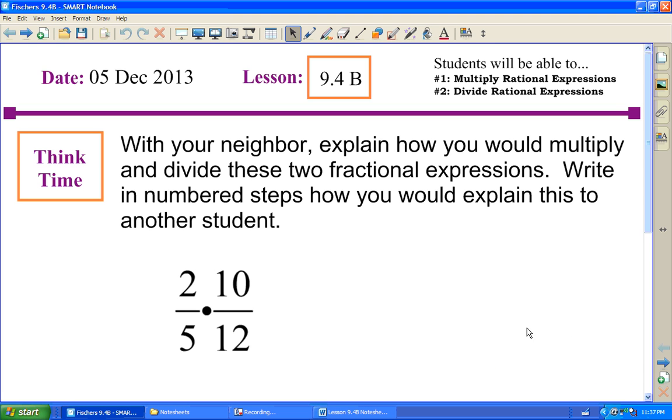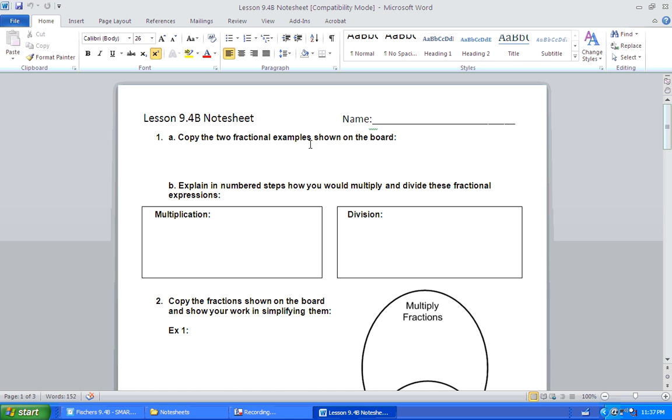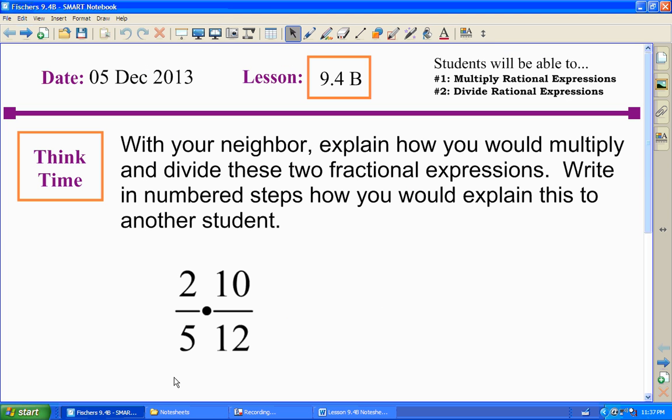Okay, students, we're going to take another look at section 9.4 here, and I want you to follow along on this note sheet, which is this Word document you should have in front of you. So follow along as we go through this lecture here.